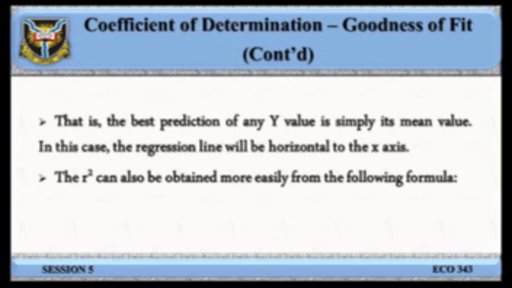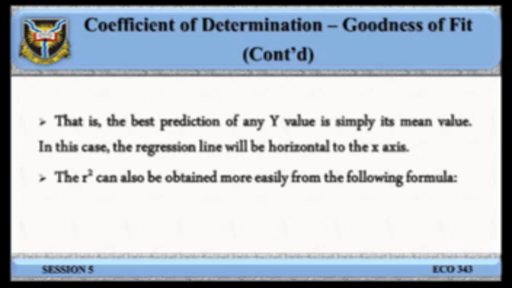Then y estimator is equal to y bar plus beta 2 estimator into bracket xi minus x bar bracket closed. Let's assume xi minus x bar in bracket is equal to 0. Then y estimator is equal to y bar. That is, the best prediction of any y value is simply its mean value. In this case, the regression line will be horizontal to the x-axis.